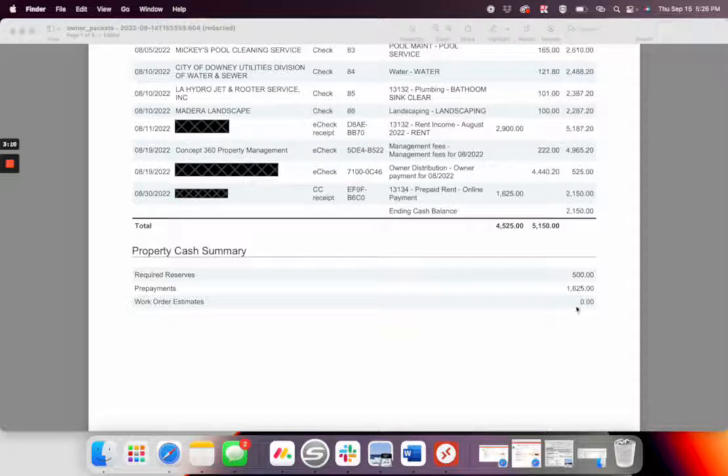If we have any work order estimates that have come in and we want to place, the system will automatically place those funds on hold so that the money is not distributed to you and then we have to request it back to pay for a vendor. So if we do have a work order estimate, that total will be detailed here, and you'll see that reflected in your ending cash balance as funds that have been held back to cover that work order or work orders.